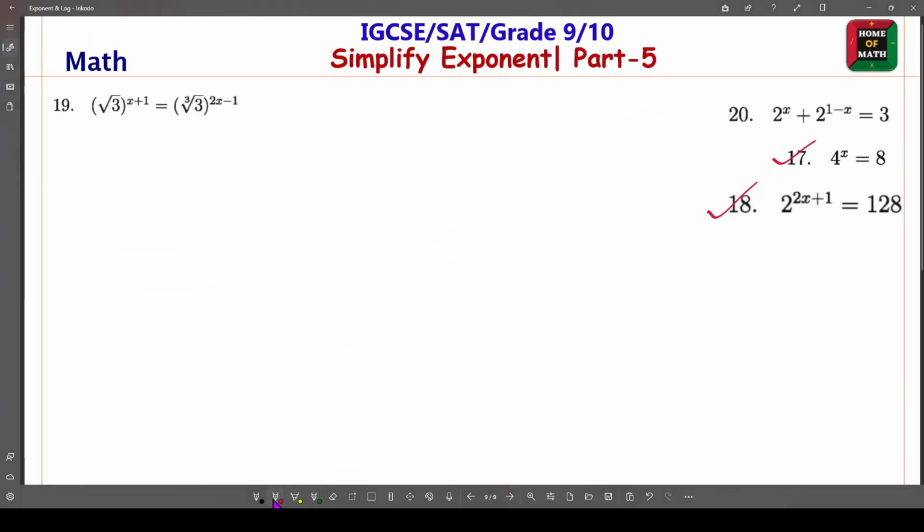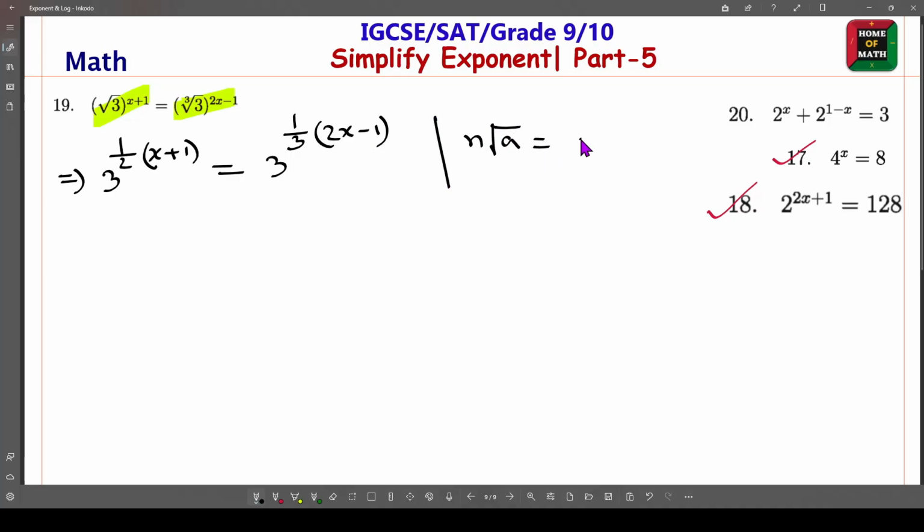Number 19, it's very important. Root 3 to the power x plus 1 equals the cubic root of 3 to the power 2x minus 1. So first we have to make a similar base. This root 3 we can write as 3 to the power 1 by 2 times x plus 1, and this one we can write as 3 to the power 1 by 3 times 2x minus 1. How? The nth root of a means a to the power 1 by n, right?